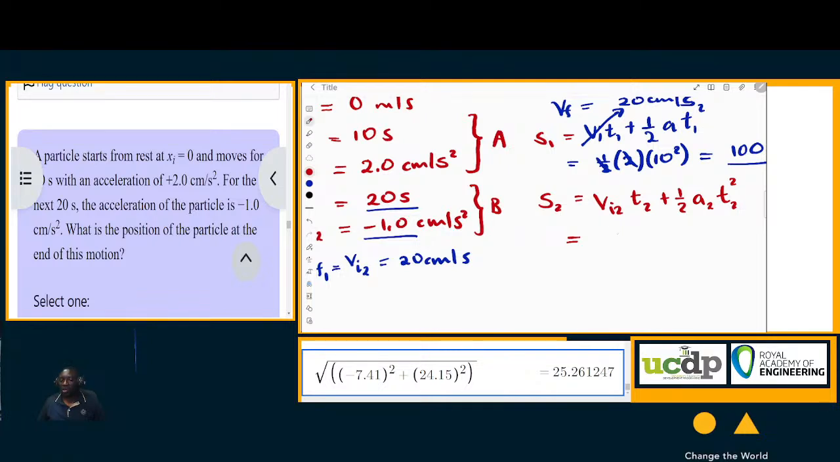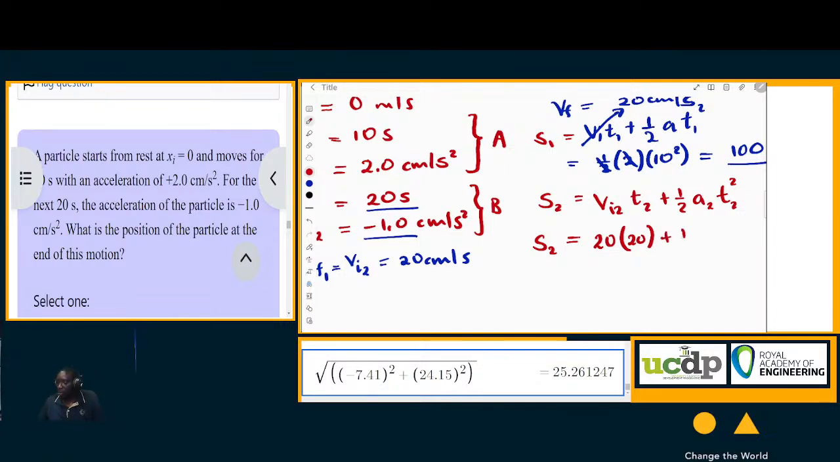So Lozi got 200 centimeters, but I don't. And now, remember our initial velocity there is 20. So we have 20 there, multiplied by T2, which is also 20 seconds. So 20 centimeters per second times 20 seconds gives us 400 centimeters.